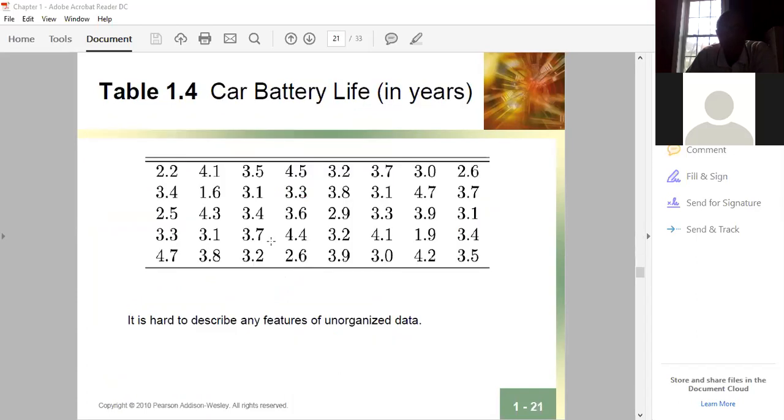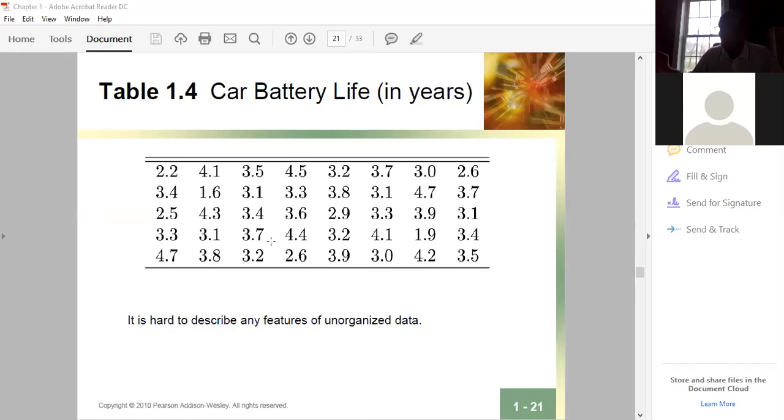Then after, I would like to give you one example based on car battery life, and simultaneously I would like to let you know the 10% trimming of car battery life. So here the car battery life is given like this, and you can count all these things in terms of years. So 2.2 years, one battery runs 2.2, the second battery runs 3.4 years, 2.5 years, 3.3 years, 4.7 years, 4.1 years like this.